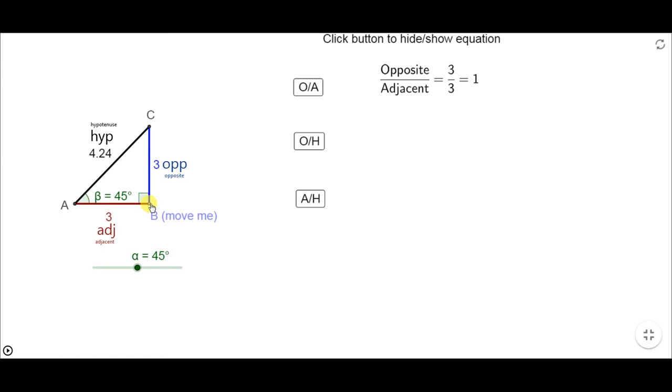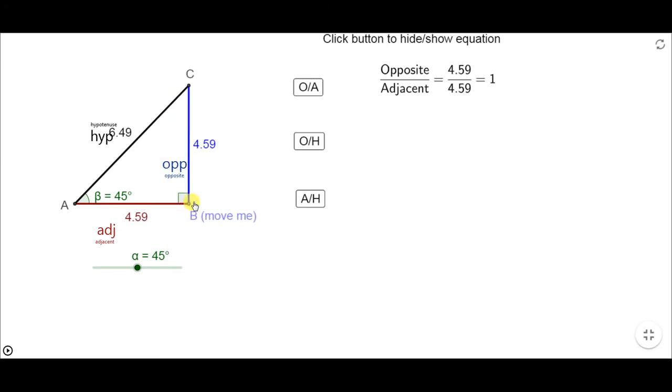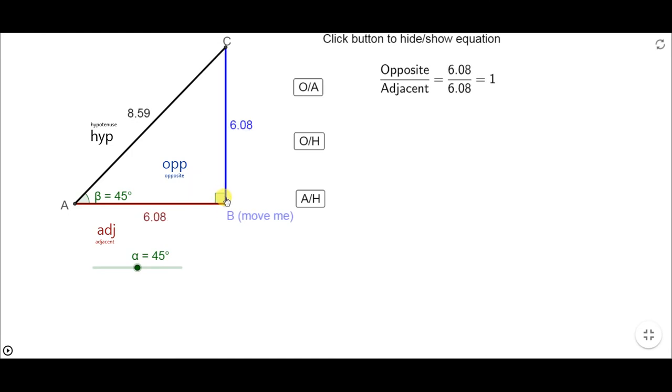Okay, so what if we change the side lengths of this triangle like this? If you look at this, I am changing the side lengths, but you can see that they still are equal for 45 degrees. So the ratio of opposite over adjacent is always 1 for a 45-degree angle, right? So this is the first ratio.